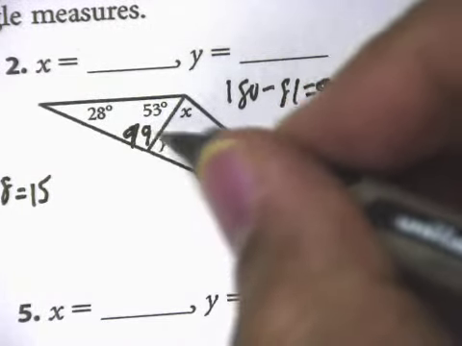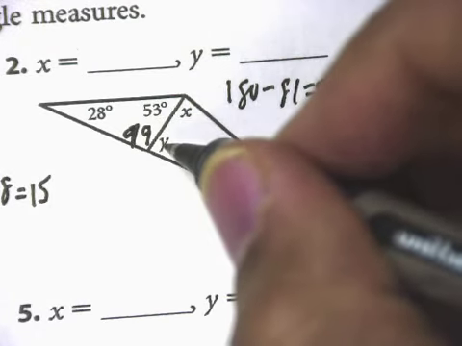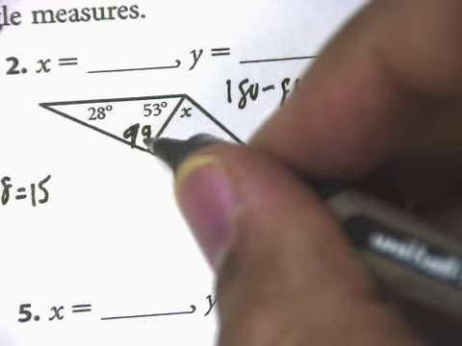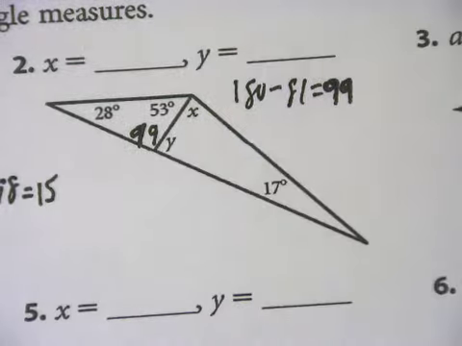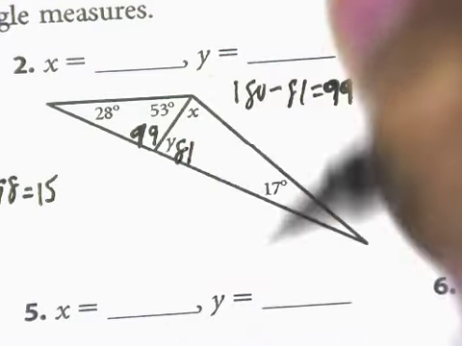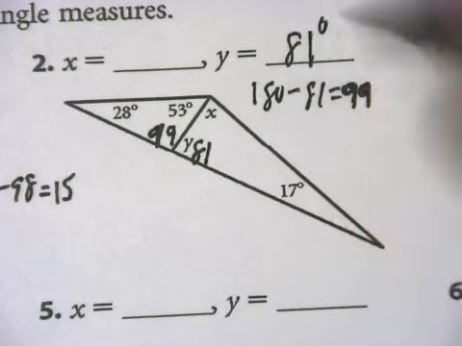99. Well, I know that these together here are a linear pair because this is a straight line here. So I know I can find y very easily. Just take 180 minus 99, and that's going to give me y. And that's going to give me 81. So y is equal to 81 degrees.